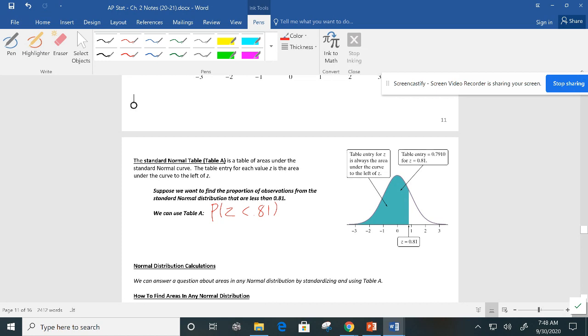It's always important when you're dealing with this stuff to draw in a picture and shade so you have a visual representation of what you're talking about. So table A will always give the area below, or less than, that value.